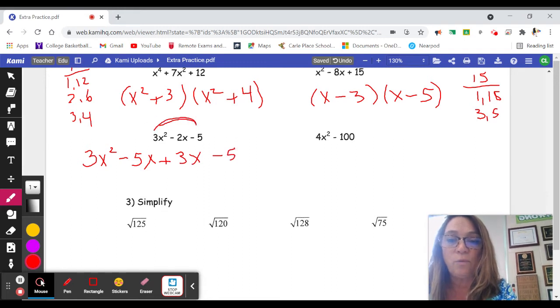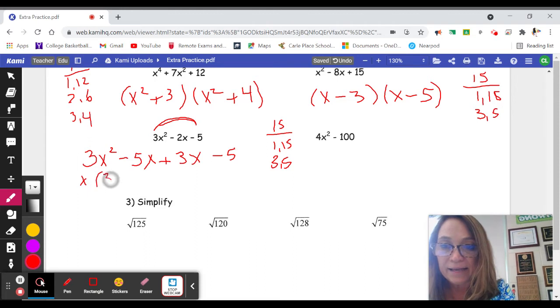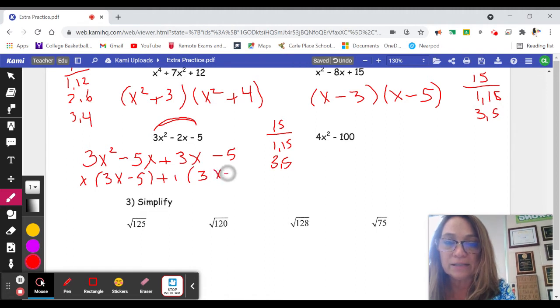Okay, so why did I choose the 3 and the 5? Because 3 times 5 is 15. And I'm looking for factors of 15 that, when added, give me a negative 2x. So I pull out an x, I get 3x minus 5. I pull out a 1, I get 3x minus 5. So I get x plus 1 times 3x minus 5.